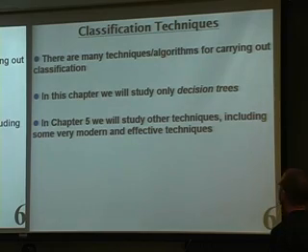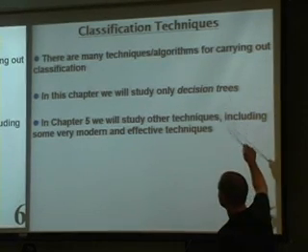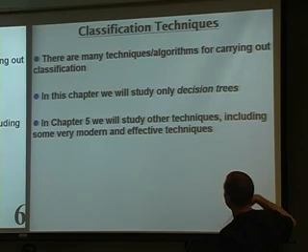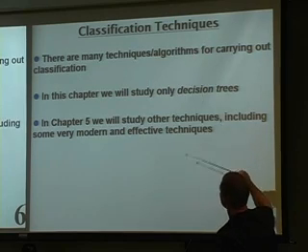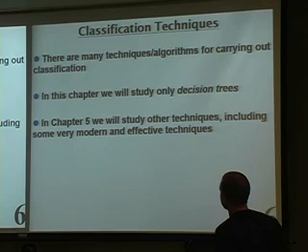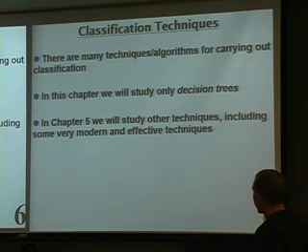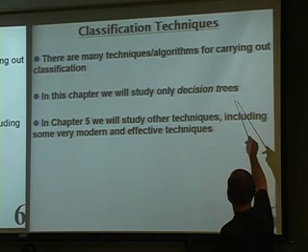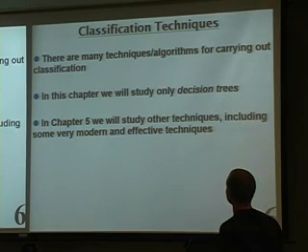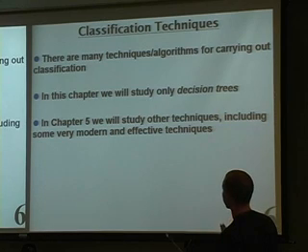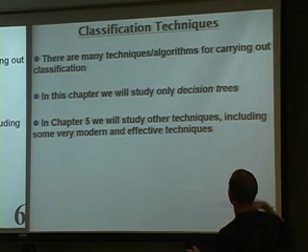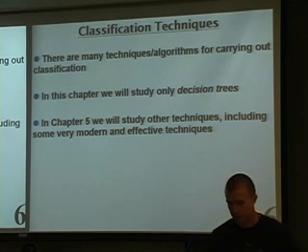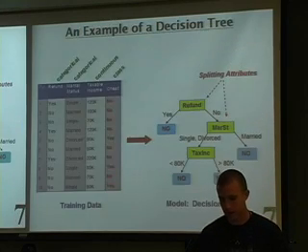There are many techniques and algorithms for carrying out classification. In chapter 4, again, they're focusing only on decision trees. Chapter 5 gets into more modern and effective techniques. That is to say that decision trees are neither modern nor effective, which is a pretty accurate statement. Although someone asked me last time, they said, but we use decision trees when we do boosting, or we use decision trees when we do random forest. Yes, okay, that's true. Decision trees are often used in some of the other modern and effective techniques, but by themselves, they've come out of favor in favor of some of these other techniques.